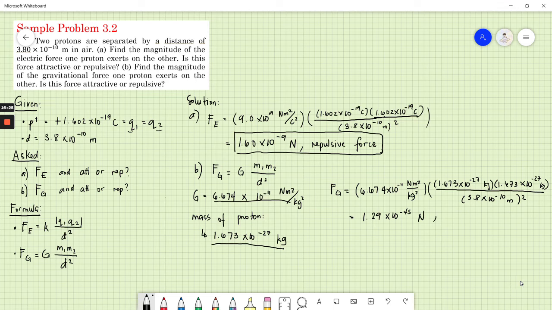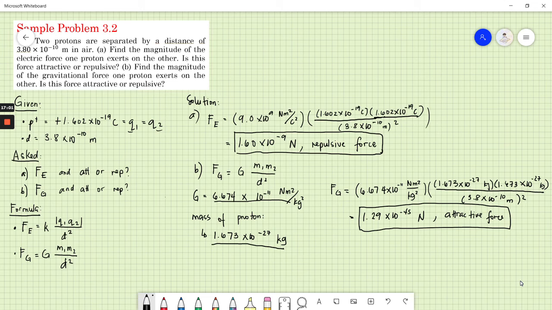And is this attractive or repulsive? Remember, the gravitational force will always be an attractive force. As you can see here, this is very, very small because the repulsive force is stronger. So they attract based on the universal gravitational law. They attract because of their mass, the gravity pulling each other, but it's very, very weak. So the gravitational force is this value right here.